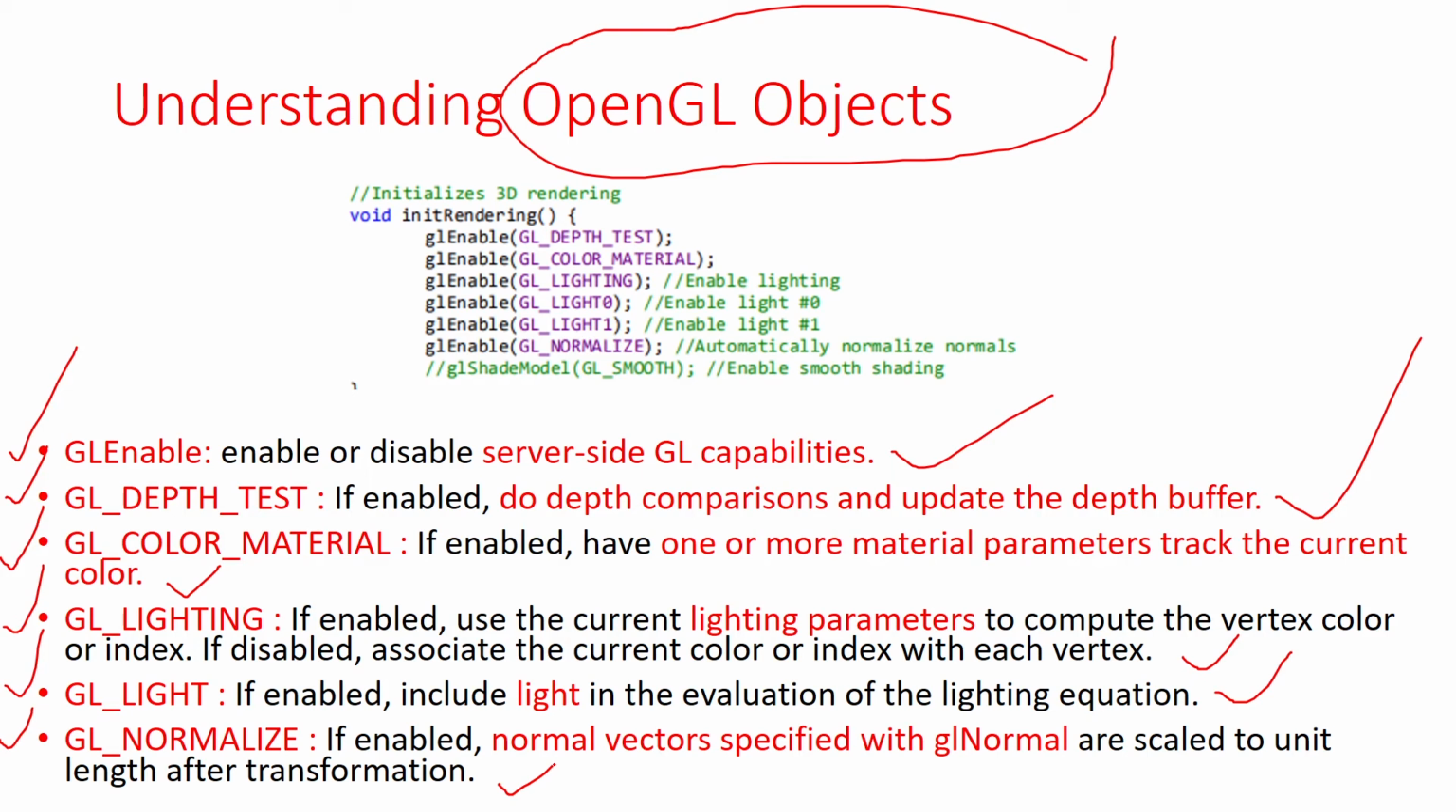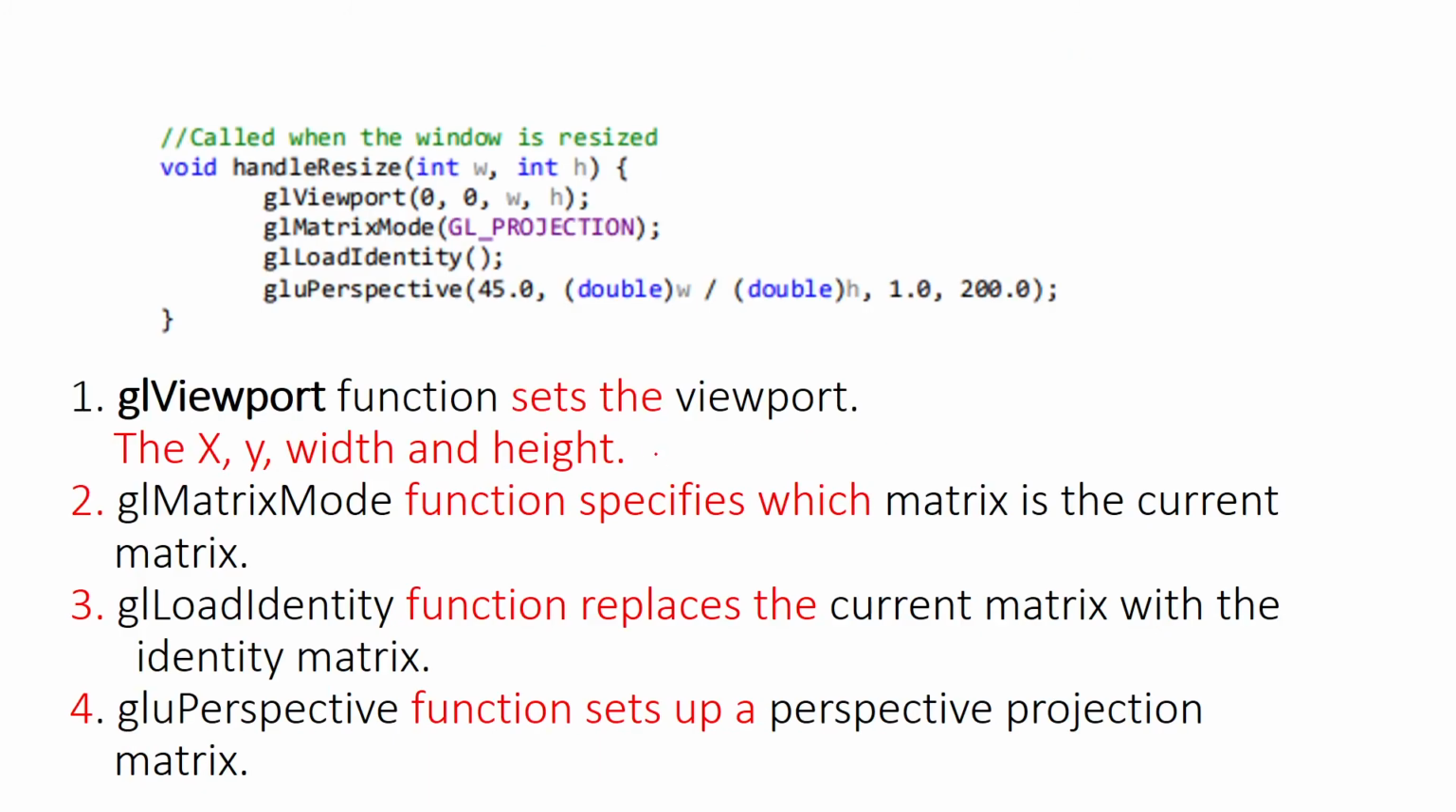GL_LIGHT, if enabled, includes light in the evaluation of the lighting equation. GL_NORMALIZE, if enabled, scales normal vectors specified with glNormal to unit length after transformation. One, the glViewport function sets the viewport: x, y, width, and height. Two, the glMatrixMode function specifies which matrix is the current matrix. Three, the glLoadIdentity function replaces the current matrix with the identity matrix. Four, the gluPerspective function sets up a perspective projection matrix.